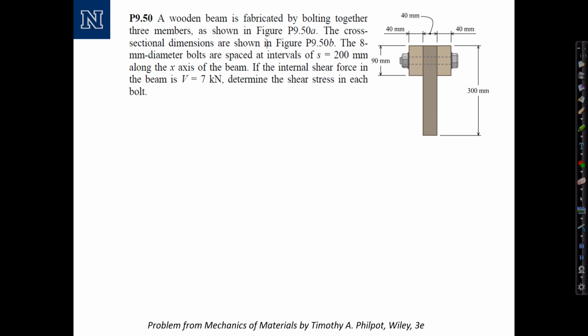So let's go ahead and denote the given information. The shear force V equals 7 kilonewtons, and the bolts are spaced 200 millimeters along the beam, and each have a diameter of 8 millimeters. In order to solve this problem, we need to evaluate the shear flow along the connection interface. In order to do that, we need to evaluate Q along the connection interface. We need to know the moment of inertia, and we need to know the centroid of the cross-section.